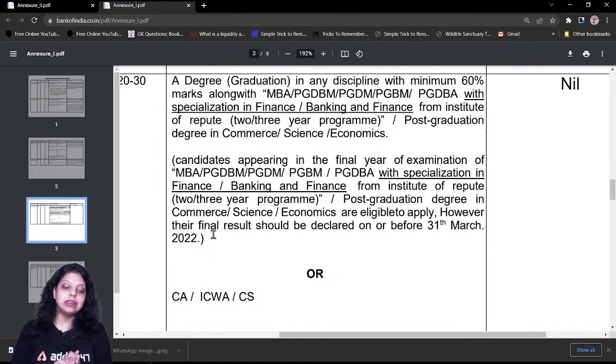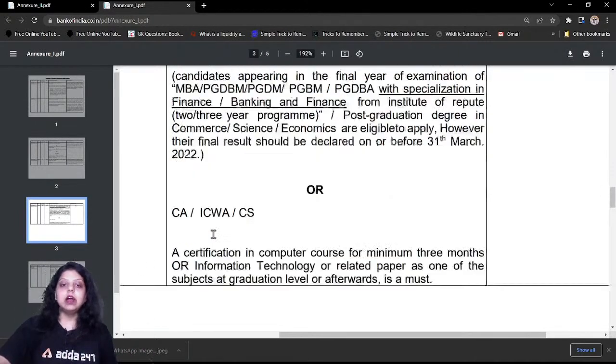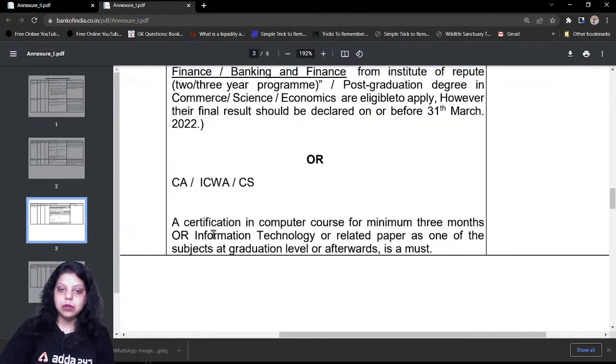Okay, it means, let's say for example, you are in the final year examination, but the result date is declared before 31st March 2022. So this is the criteria which you have to follow. So candidates who are appearing in these kinds of post graduation courses are also eligible, but the result date they have given already. Now apart from this, a CA, ICWA or CS certification can also apply here. Okay, now you also require a certification in computer course for minimum 3 months or IT or related paper as one of the subjects at graduation level or afterward is a must.